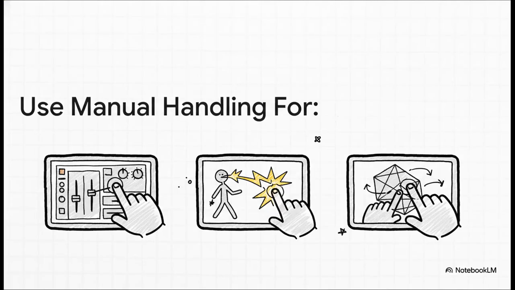So, just to be crystal clear, you should save manual handling for those really special cases where you need that fine-grained control. Think about building a virtual synthesizer where the position of multiple fingers controls different sound parameters, or maybe a game where a unique 3-finger swipe triggers some kind of special move. For those kinds of things, manual handling is your superpower.